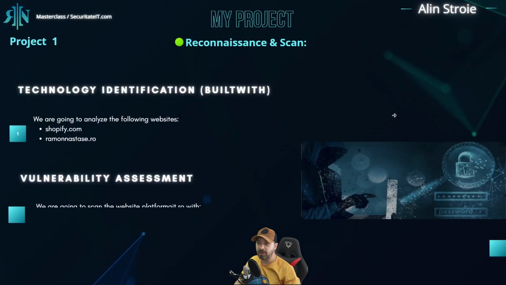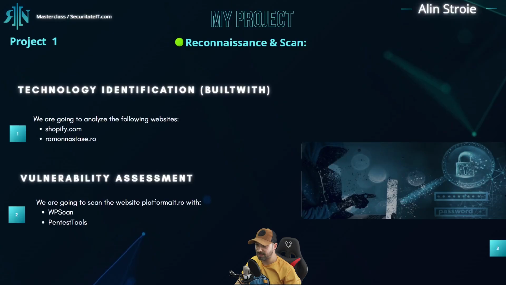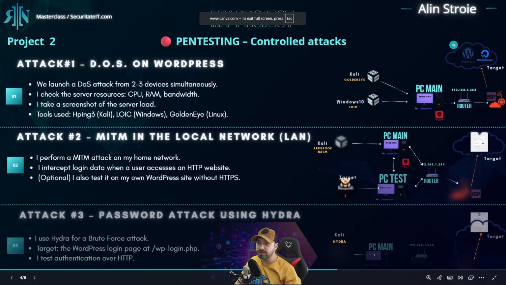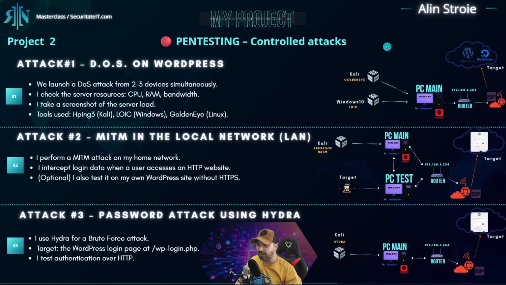I would like to start with the basic reconnaissance phase, where I check what technology different websites are using, and in the end I'm going to scan for potential vulnerabilities with WPScan and a pentest tool. Then I'm going to move to the pen testing part, where I run a few controlled attacks in my own lab. We're going to do a DoS attack, a man-in-the-middle attack, and a password attack using Hydra. Also, on the right side you can see my topology for each attack.